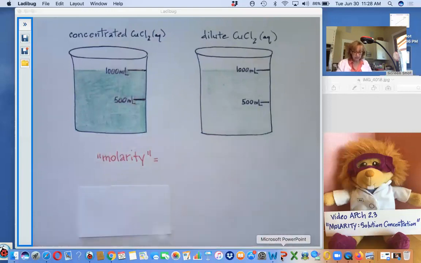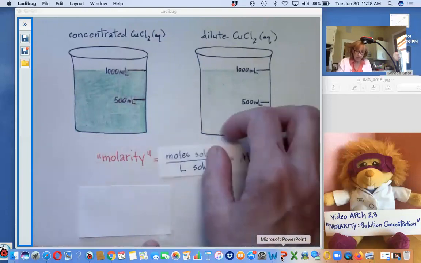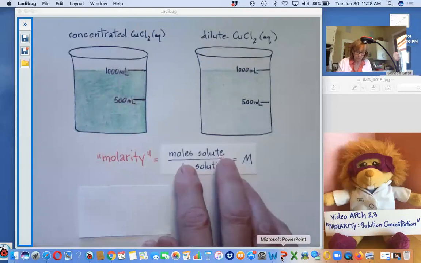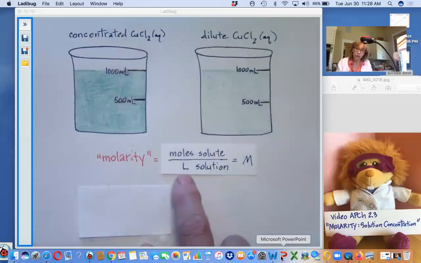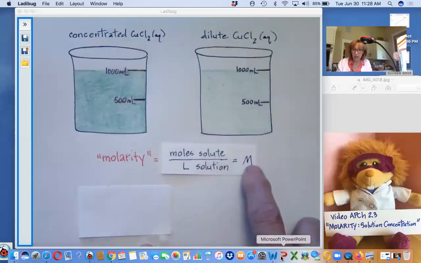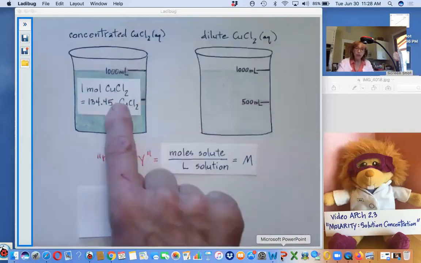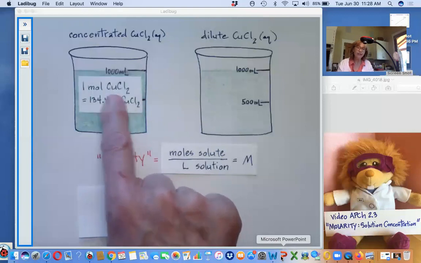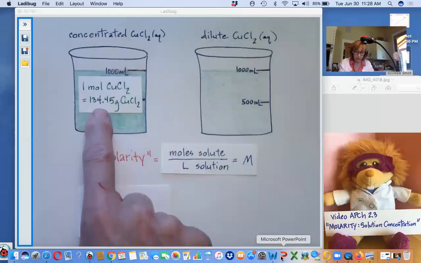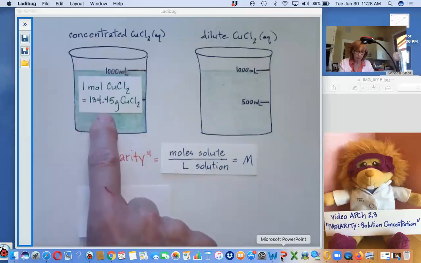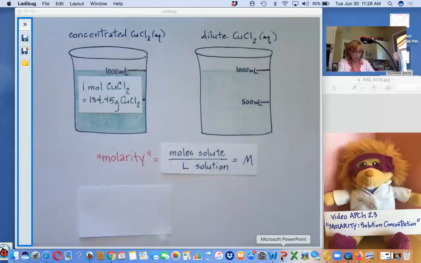And molarity is defined as the moles of solute, in this case it would be copper chloride, per liter of total solution. And we denote that measurement with a capital M. So let's put some numbers to these two examples. Let's suppose that this left-hand beaker contained 1 entire mole of copper chloride. My periodic table tells me that would be 134.45 grams of copper chloride.